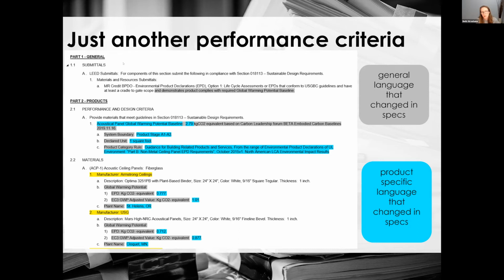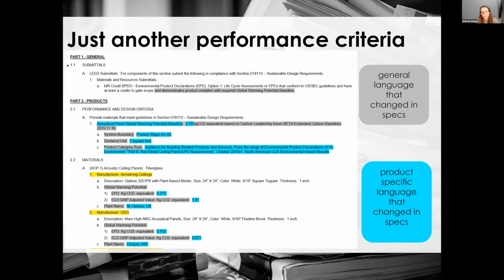So I needed to alter my submittals, which I was asking for EPDs for LEED already. So I had to add "and demonstrates product complies with the required global warming potential baseline." That's the language I had to add to my submittals when I added an embodied carbon baseline.